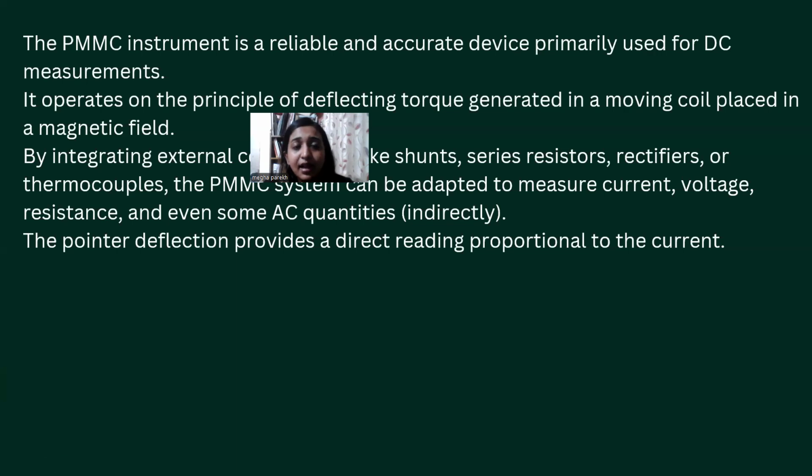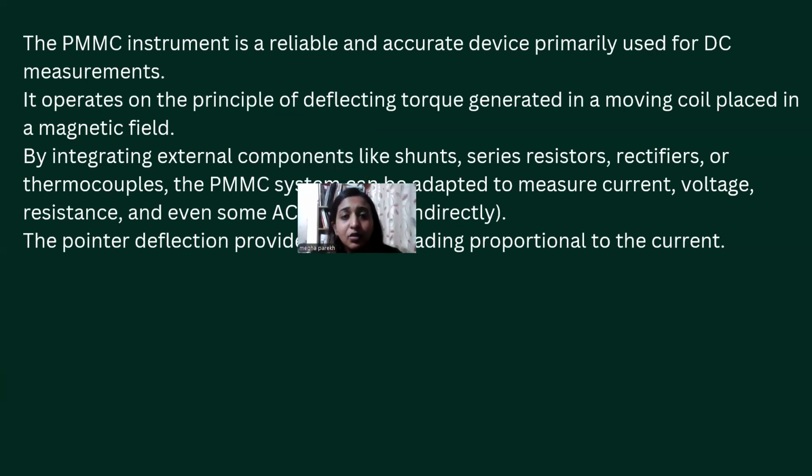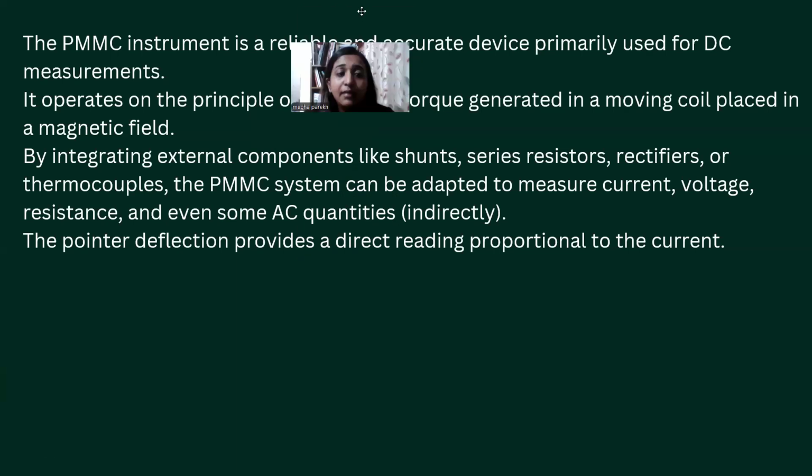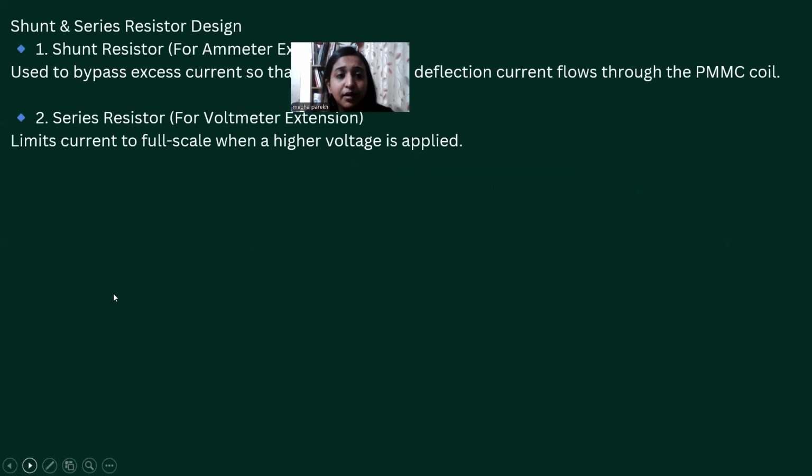The PMMC instrument is a reliable and accurate device used for DC measurement. It operates on the principle of deflecting torque generated in a moving coil placed in a magnetic field. By integrating external components like shunt, series resistor, rectifier, amplifier, thermocouple, the PMMC system can be adapted to measure current, voltage, resistance, and even some AC equivalent. The pointer deflection provides a direct reading proportional to the current.